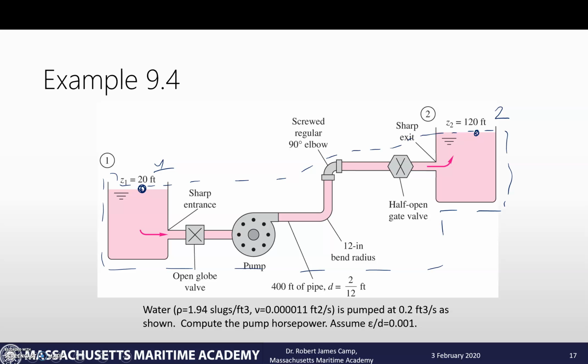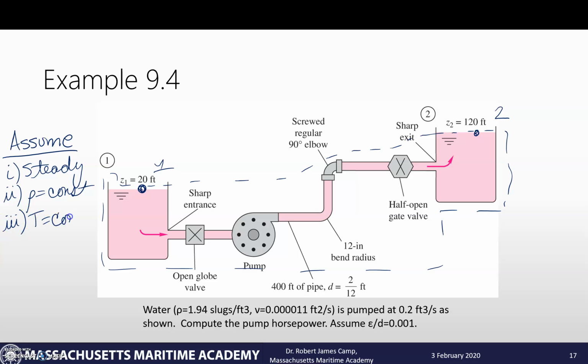So at this point, we need to make some assumptions to solve our problem, and I know I'm going to want to use the energy equation. I have three assumptions that I have to make to use it. I need a steady flow, and there's nothing in the problem that says it's unsteady. I need an incompressible flow, and we're using water, so we know it's generally incompressible. And we need a constant temperature flow, and there's nothing in the problem talking about heat transfer.